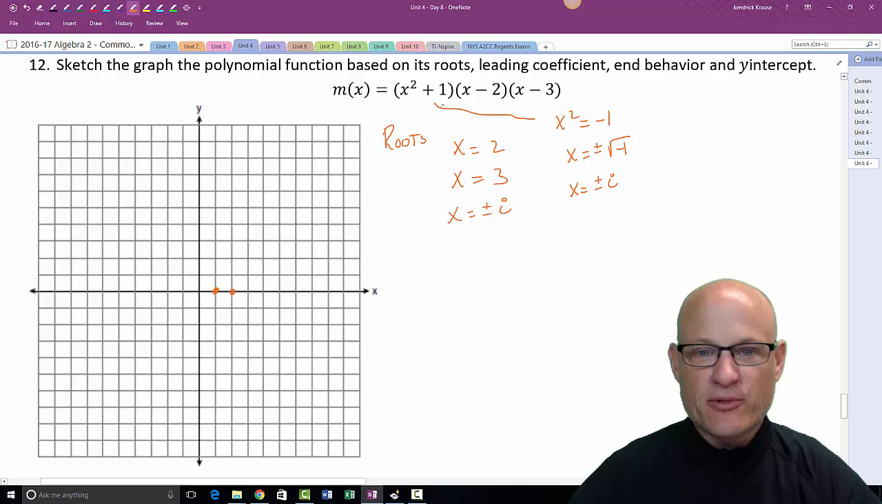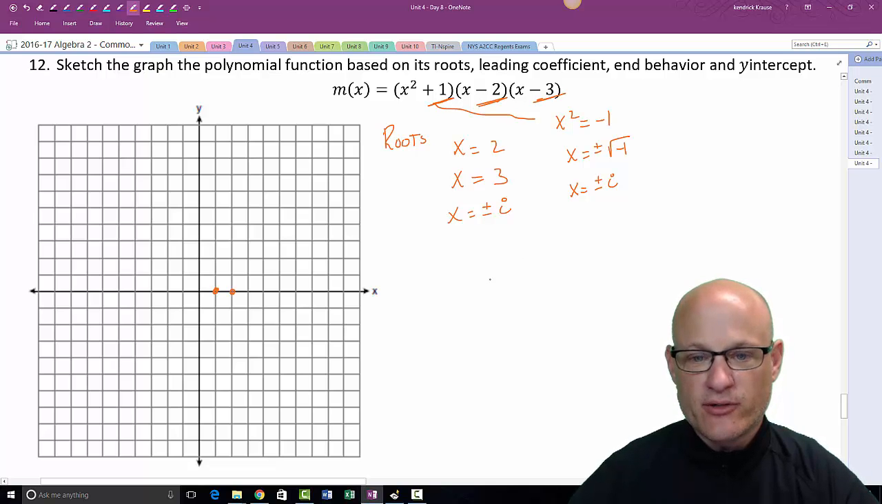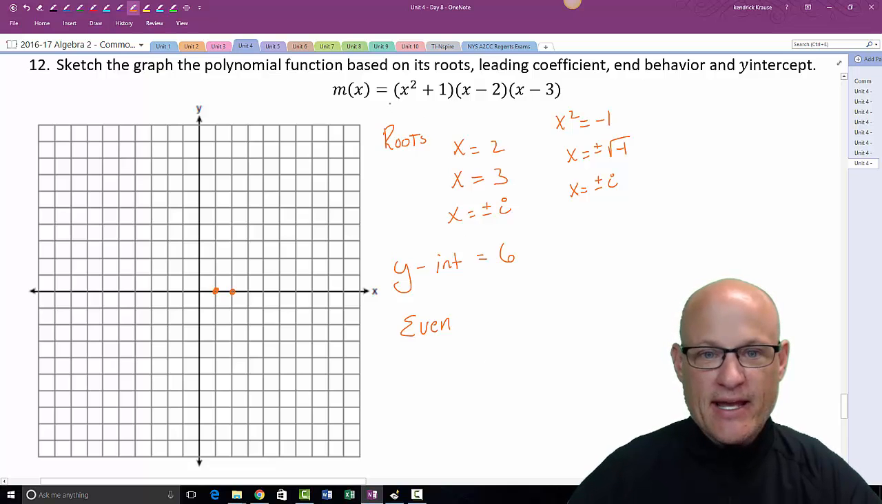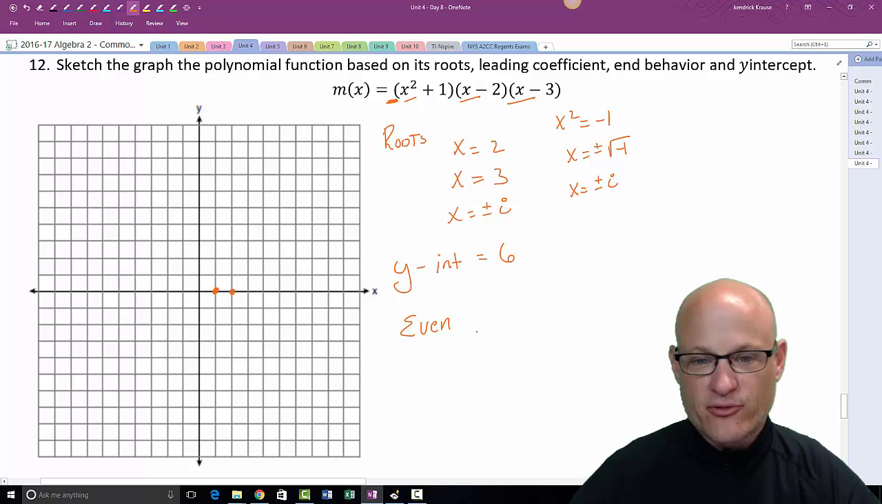My y-intercept is going to be 1 times negative 2 times negative 3. So my y-intercept is 6. It is an even function. How do I know it's even? I've got an x squared times an x times an x. So that makes it an even function. It's actually a 4th degree function. And notice no negative x there. That's positive, and that's positive. So my leading coefficient is positive.